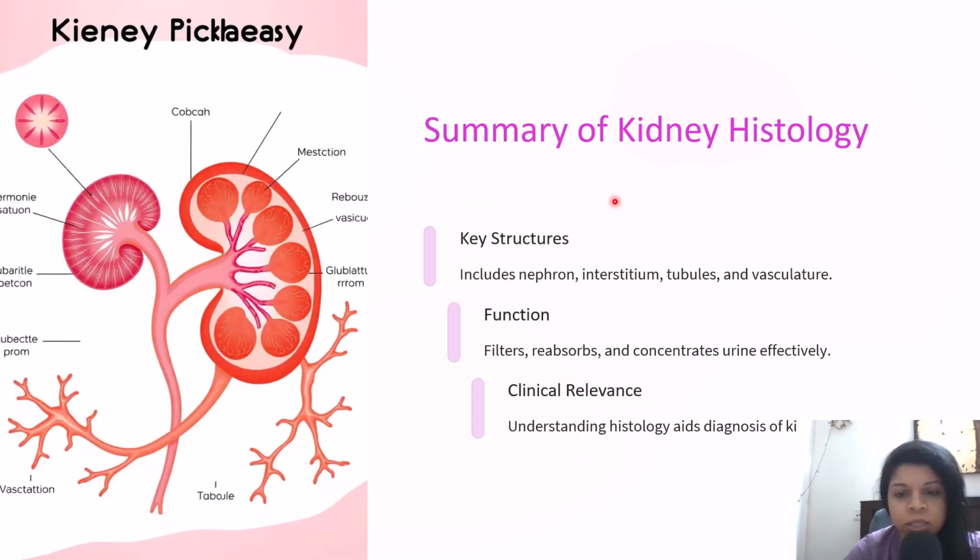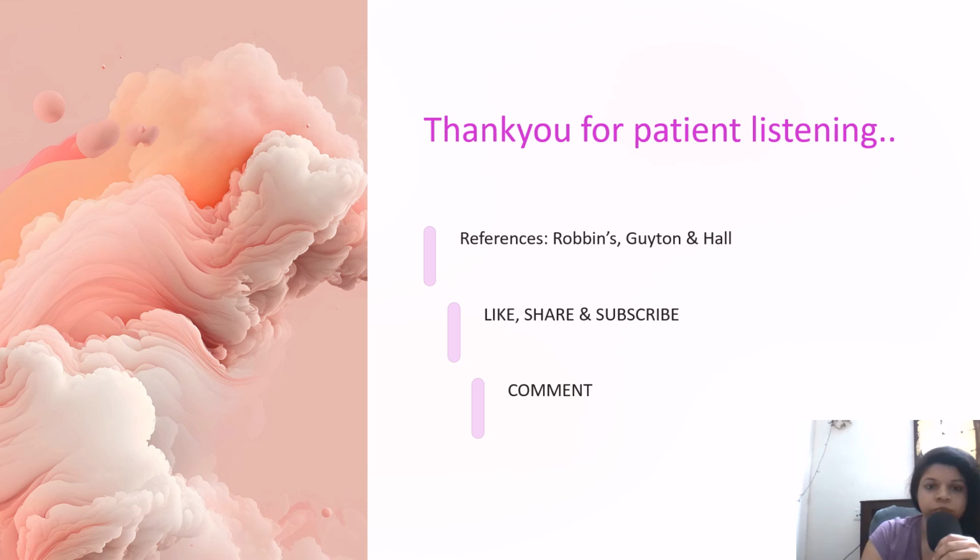So summarizing the key structures, the nephron is the functional unit of the kidney, and you have four main components, that is glomerulus, interstitium, tubules, and the vasculature. The function of the kidney is mainly to filter blood, reabsorb the essential water and ions, maintain the electrolyte balance, and then concentrate urine effectively. Clinical relevance is according to the histology which is there. You will study how to diagnose the kidney diseases.